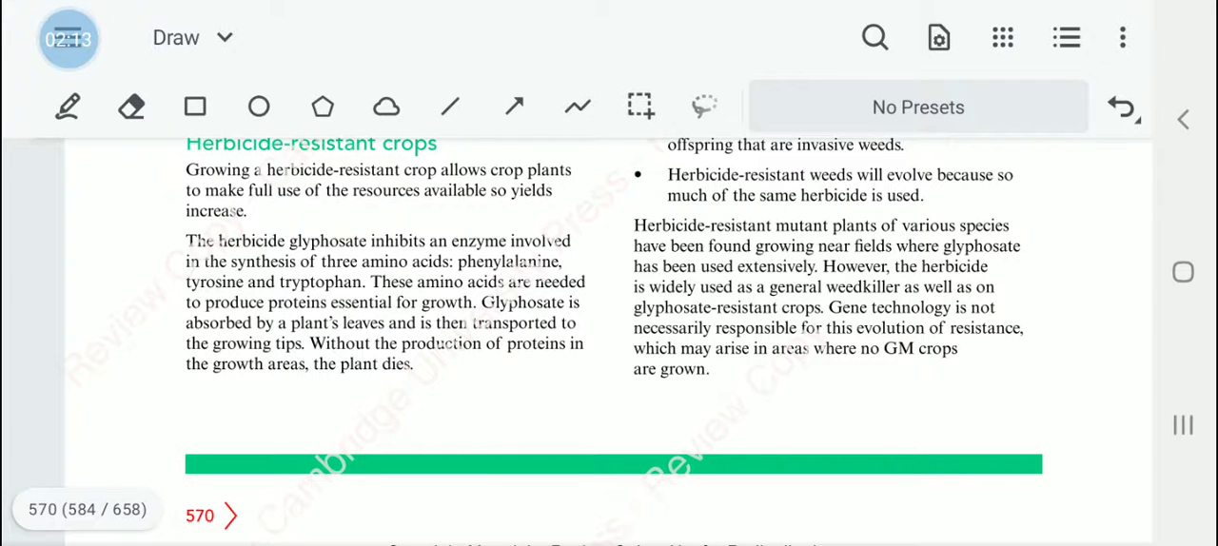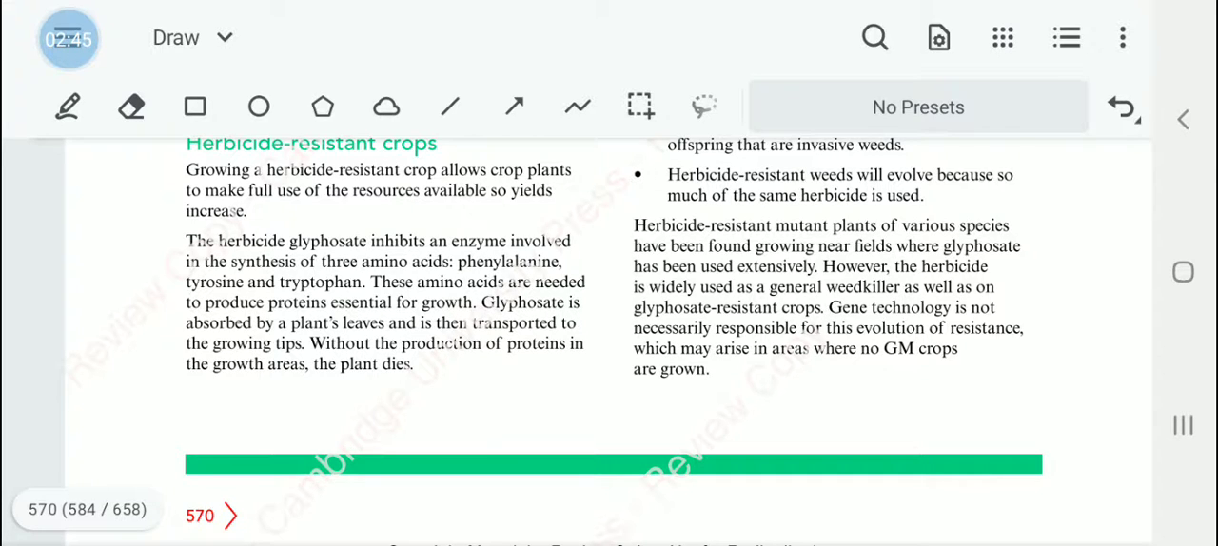Now, for example, the herbicide glyphosate will inhibit the enzyme involved in the synthesis of 3 amino acids, phenylalanine, tyrosine, and tryptophan. So these are required to produce proteins essential for growth.